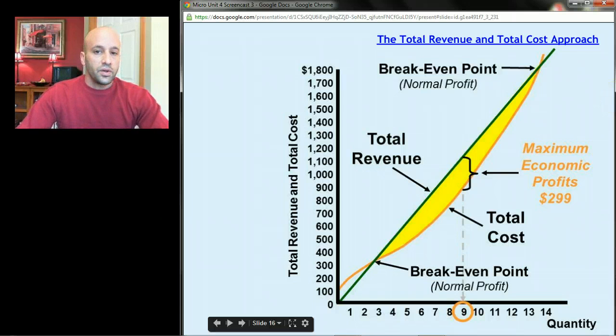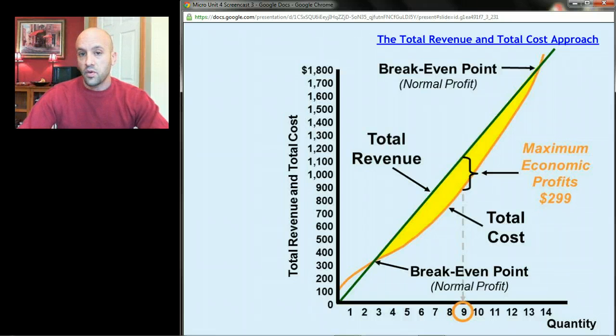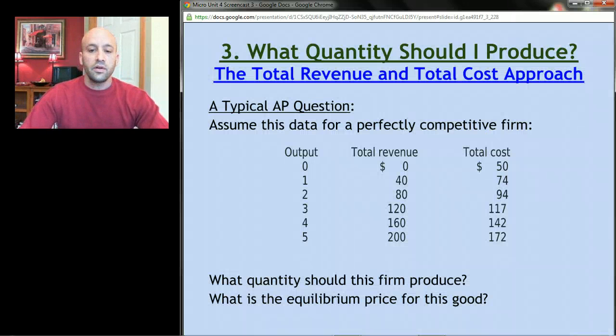All right, so that's the total revenue and total cost approach. Most commonly on the AP exam, you're shown a graph like this and asked to find the profit maximizing quantity. And again, you're looking for that biggest spread. Alternatively, on the AP exam, you might see a question that looks like this.